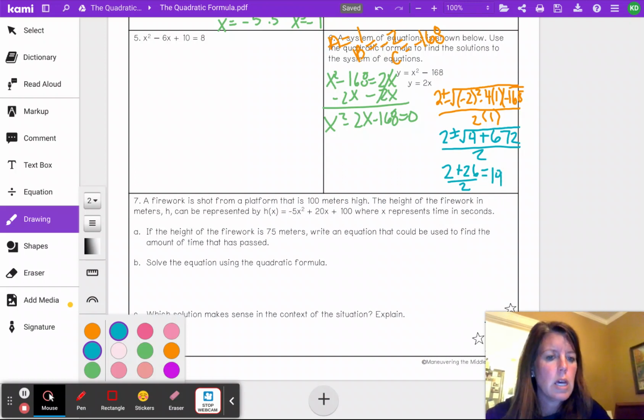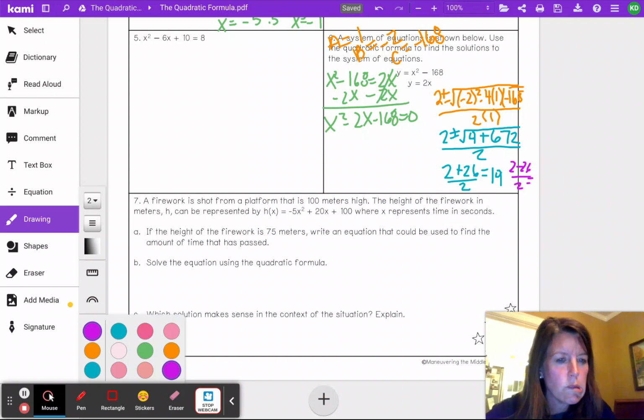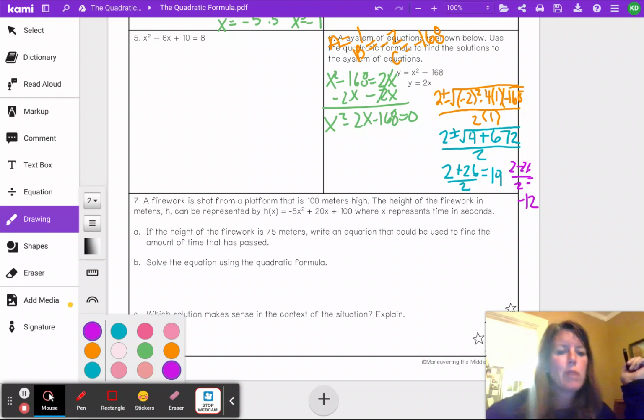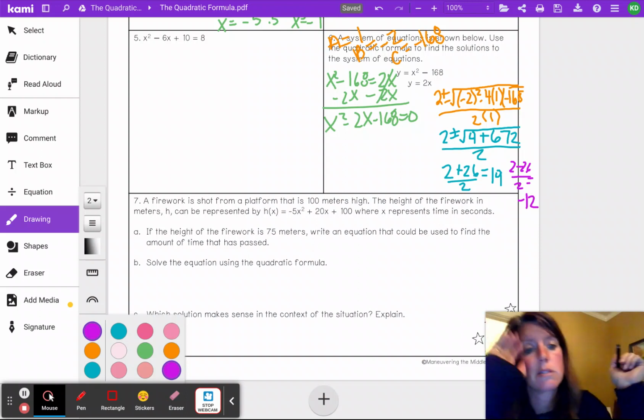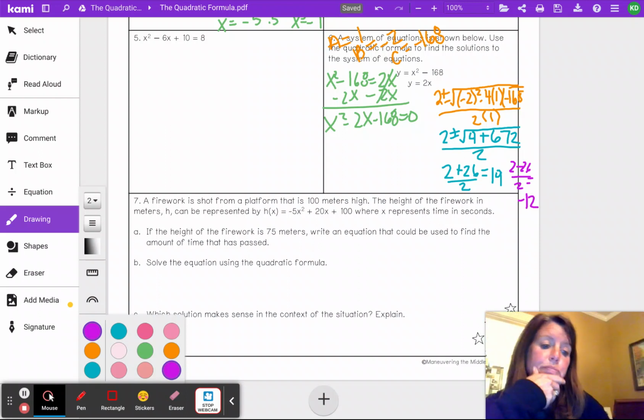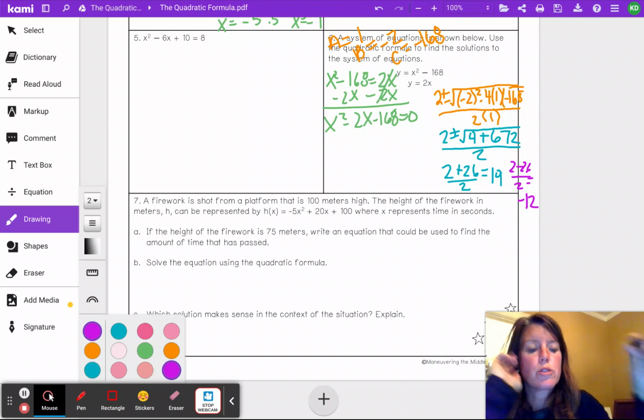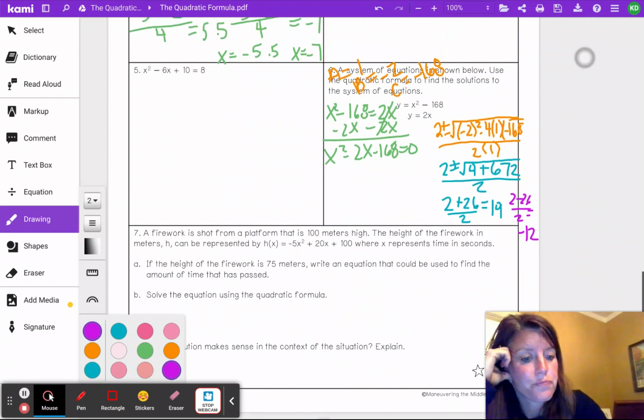Oops. And then we've got 2 minus 26 divided by 2 equals -24 divided by 2, which is -12. The reason why I don't want to use the space off to the left is because we have to solve for x and we have to put those in for x and y. All right, so those are our two x values.